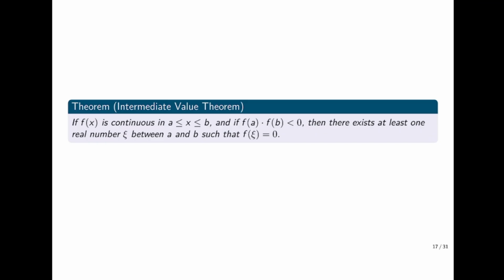If f of x is continuous in a closed interval [a, b] and if f of a times f of b is less than 0, then there exists at least one real number xi between a and b such that f of xi equals 0.